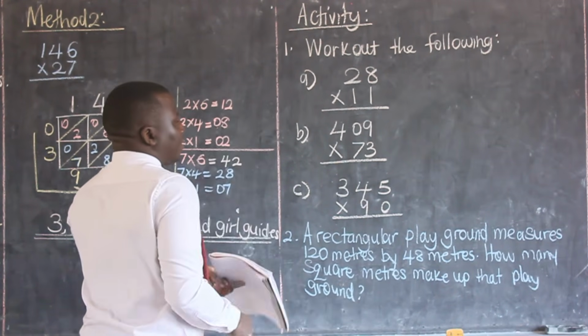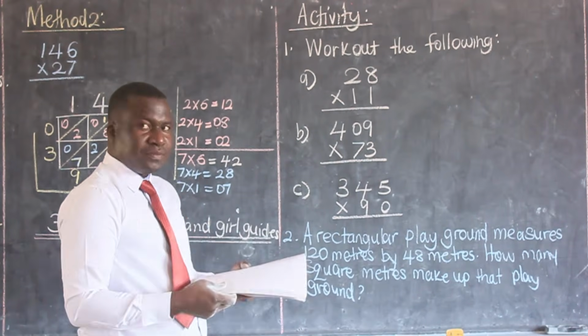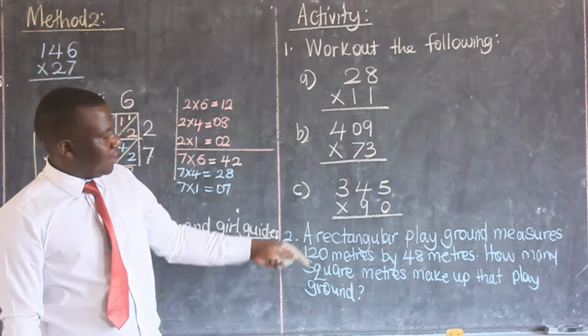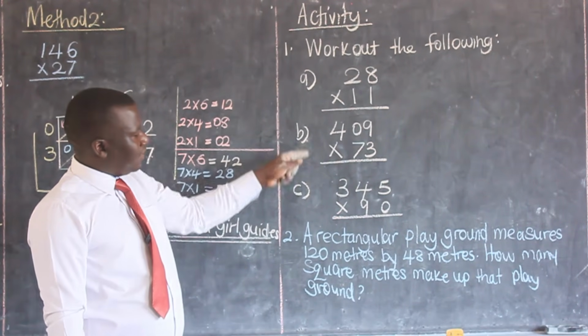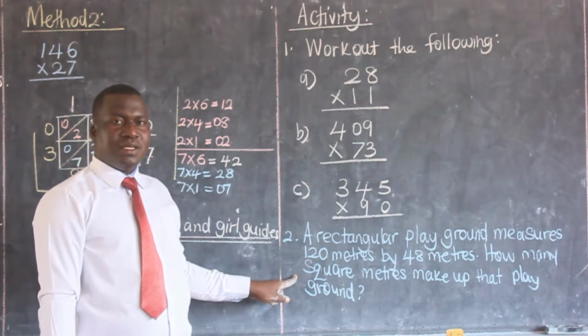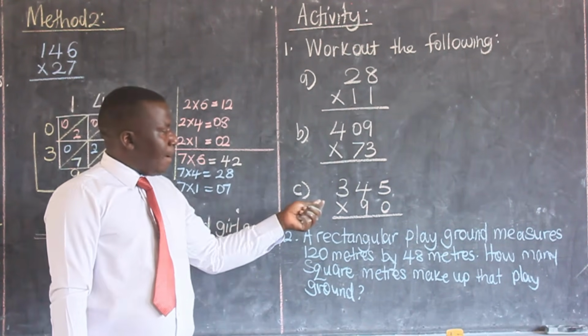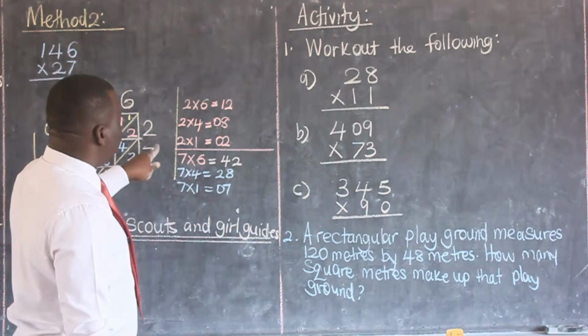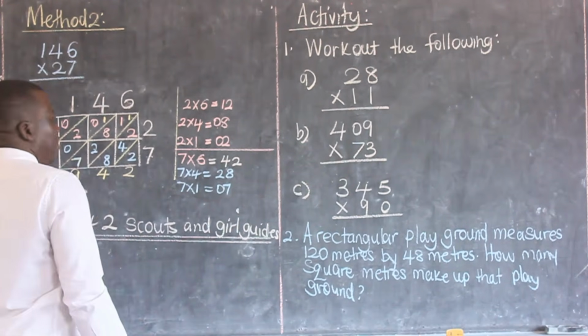Okay? So dear children, that is the activity. I want you to do this activity. Just 1, 2, 3, 4 numbers. And at least make sure you choose which of this method and this method is easier.